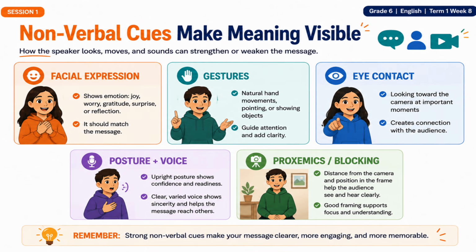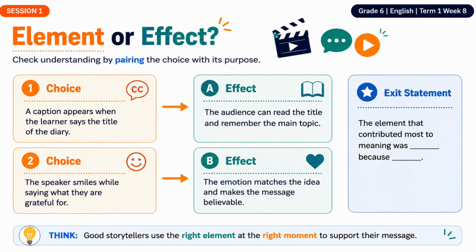Element or effect. Let's check our understanding. We are going to practice distinguishing between an element and its effect. Look at the first example. A caption appears when the learner says the title of the diary. That is the choice or element. The effect is that the audience can read the title and remember the main topic. Now look at the second example. The speaker smiles while talking about what they are grateful for. The smile is the nonverbal element. Its effect is that the emotion matches the idea and makes the message feel more believable.